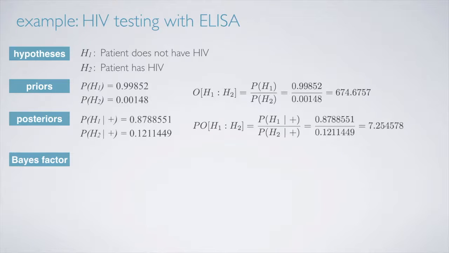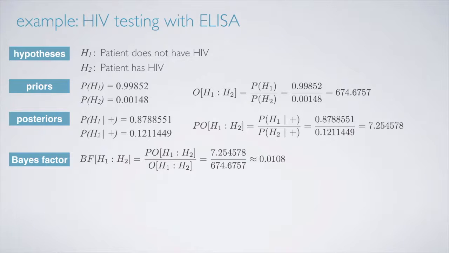Then we can calculate the Bayes factor as the ratio of the posterior odds to prior odds, which comes out to approximately 0.0108. Note that in this simple discrete case, the Bayes factor simplifies to the ratio of the likelihoods of the observed data under the two hypotheses. Remember that the true positive rate of the test was 0.93 and the false positive rate was 0.01. Using these two, the Bayes factor also comes out to approximately 0.0108.